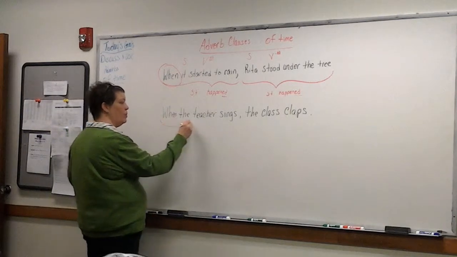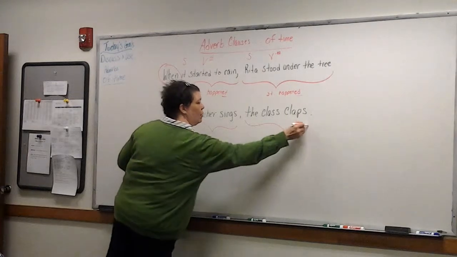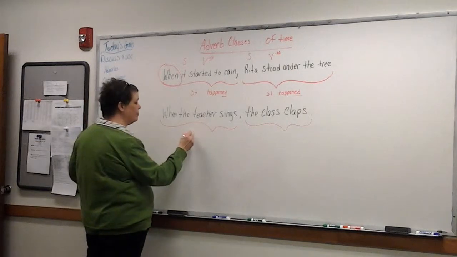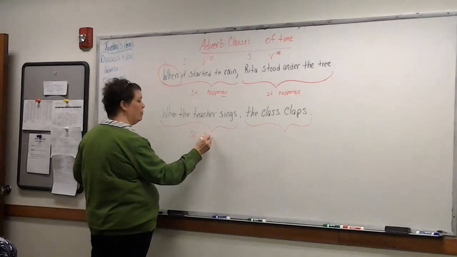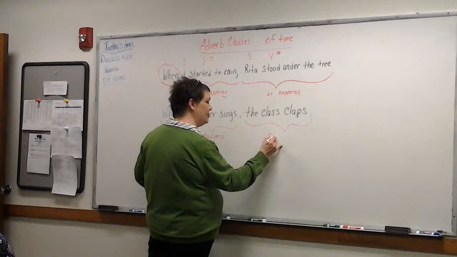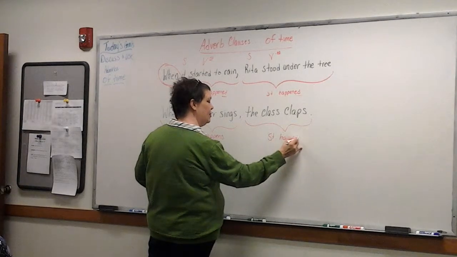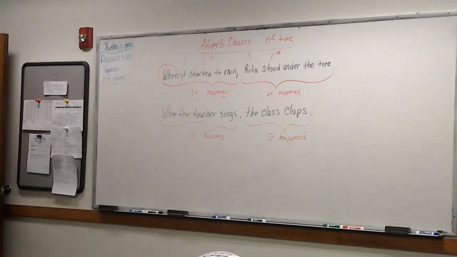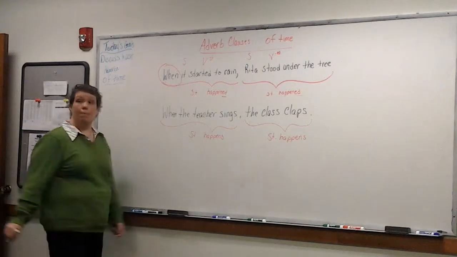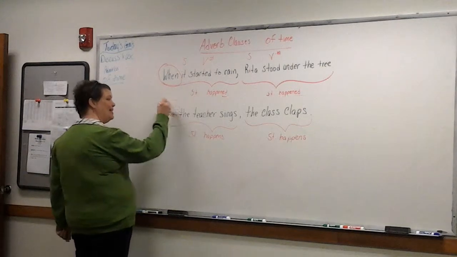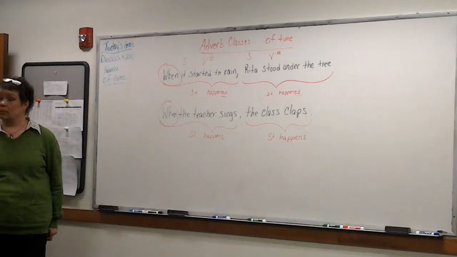Now, instead of something happened, we have something happens. Which one happens first? The teacher sings. That's what makes you start to clap, because I sing so well, right? Terrible. All right, but remember, we have a dependent clause. We know it's dependent because this right here is on the front, okay?